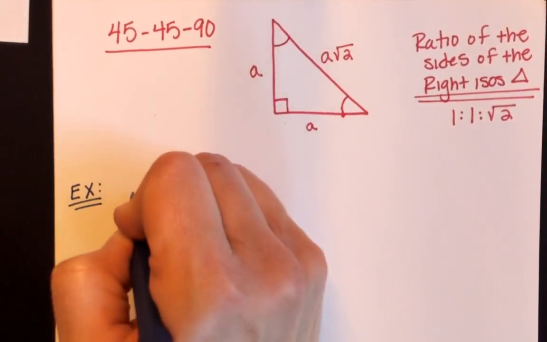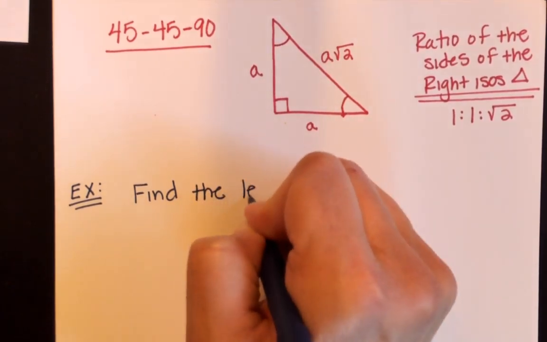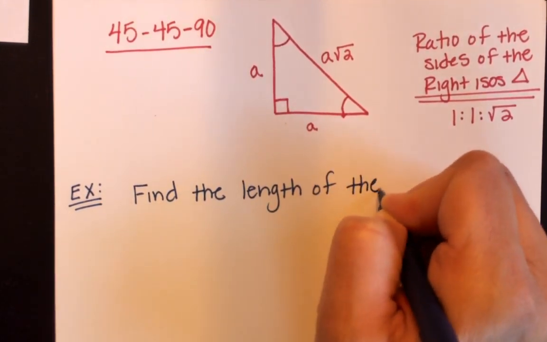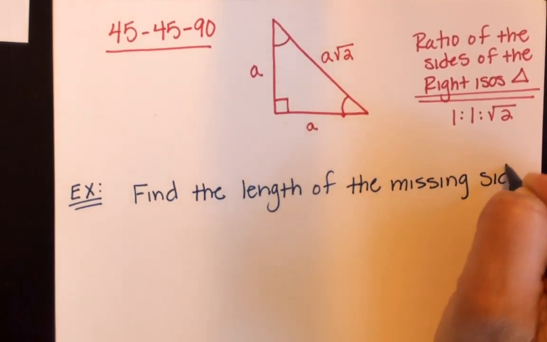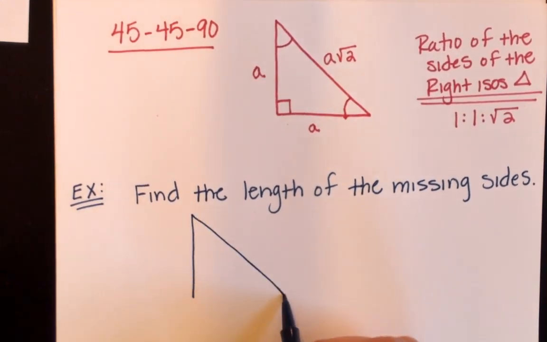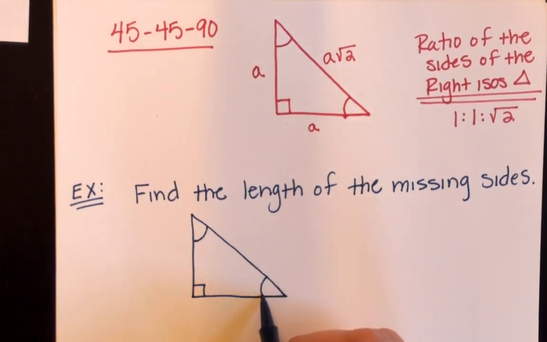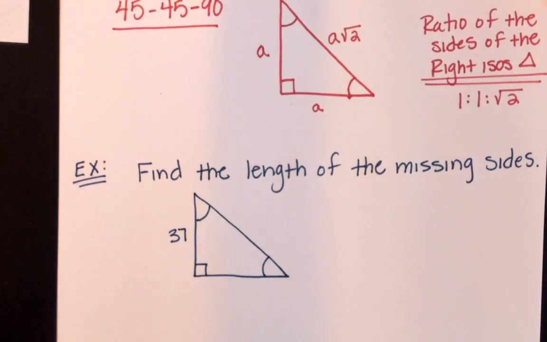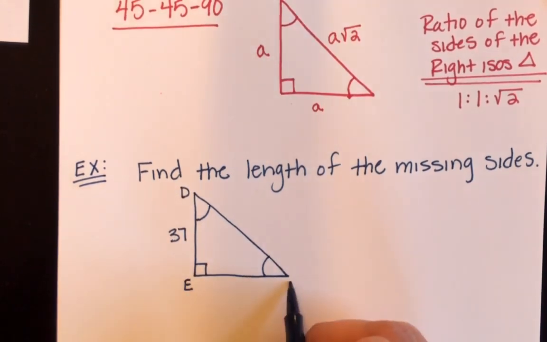So we're going to say, just like before, find the length of the missing sides. And our triangle is going to be our isosceles right triangle. We're going to say that this side is 37. And we're going to label this D, E, F.